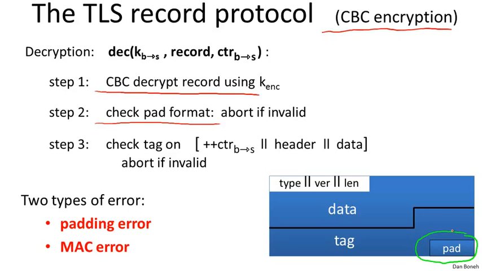And then if the pad has the correct format, then the next thing that happens is that the MAC is checked, the tag is checked, and if the tag turns out to be incorrect, again, the record is rejected. If the tag is valid, then the remaining data is considered to be authentic and is given to the application. So what I wanted to point out is there are two types of errors in TLS decryption. One is a padding error and one is a MAC error. And it turns out it's very important that the adversary not be told which of these errors occurred.